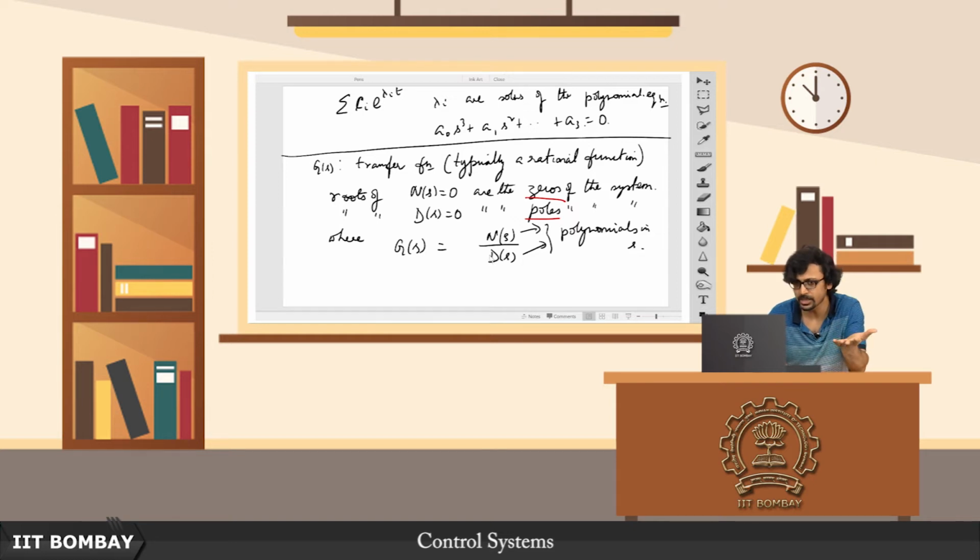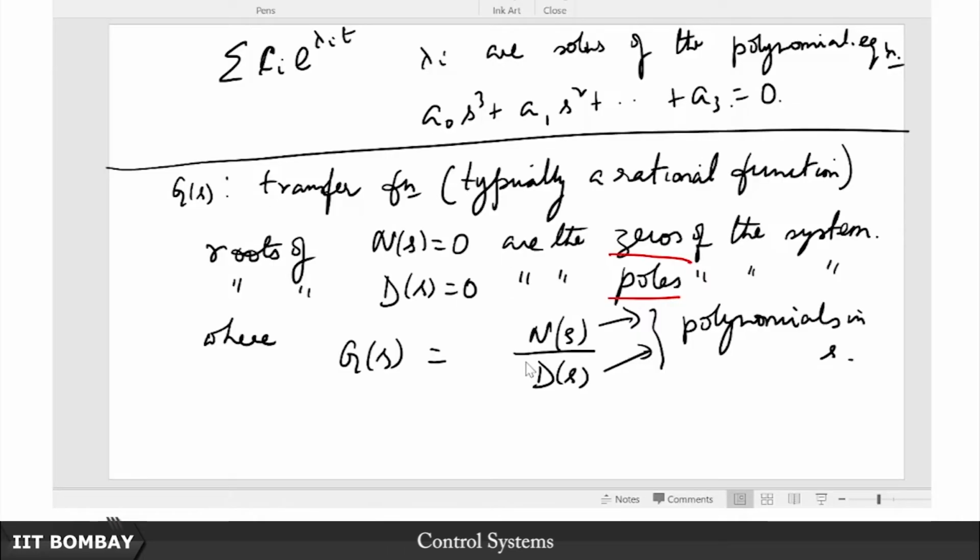Similarly, you set the denominator polynomial to 0 and solve for that polynomial's roots. Those are your poles of the system. So of course, a word to the wise here: we are assuming for the time being, and throughout this course as a matter of fact, that we are dealing with single input, single output systems, for which transfer functions are basically rational functions.